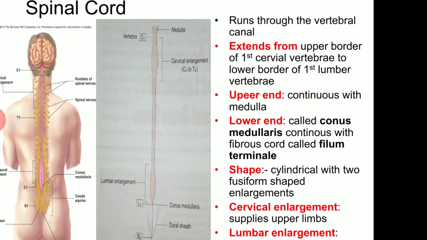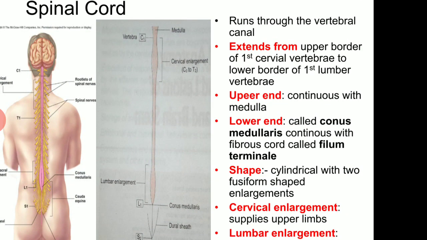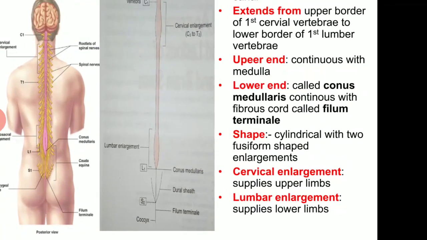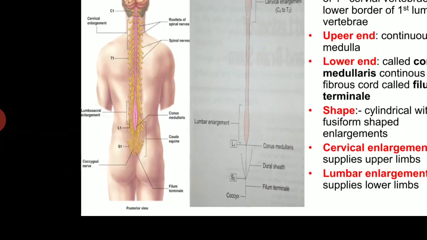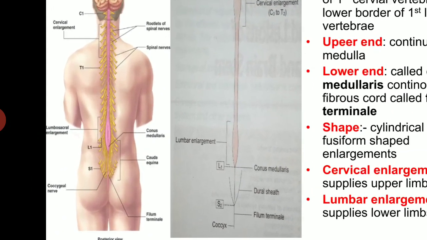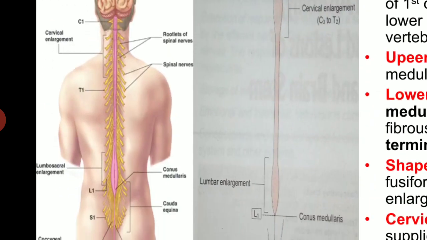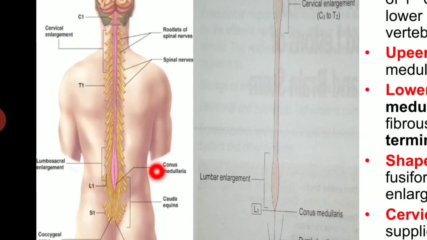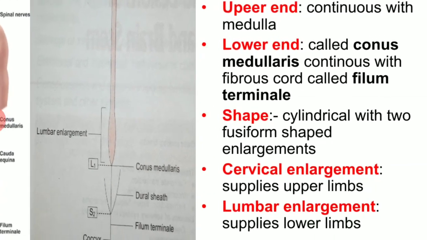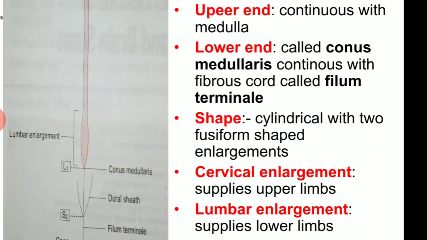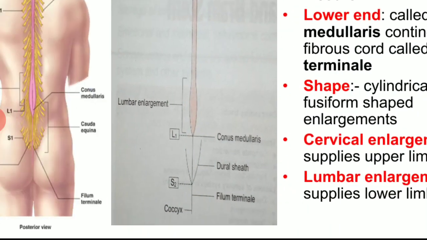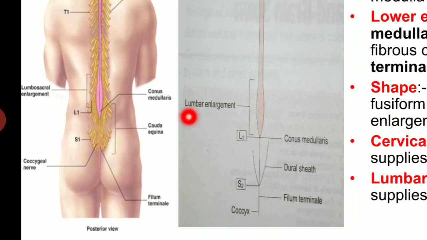Now, the upper end, as we know, is a continuation of the medulla, and the lower end is called the conus medullaris. You can see here, this is the pointed end, the conus medullaris, which is continuous with the fibrous cord called the filum terminale. This fibrous cord, you can see here in pink color, is the filum terminale.